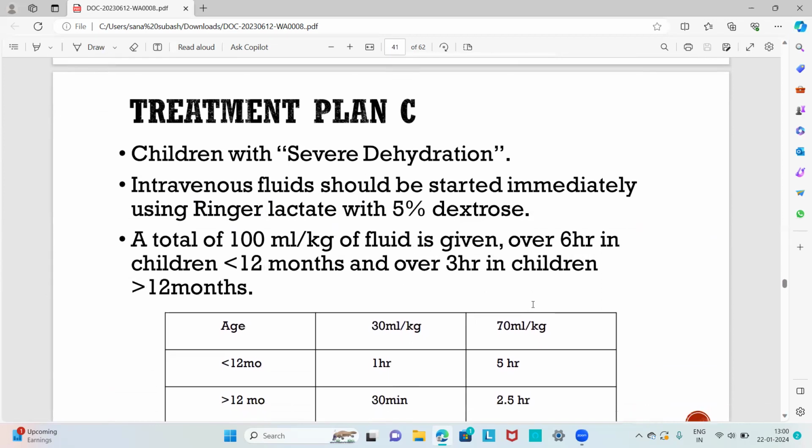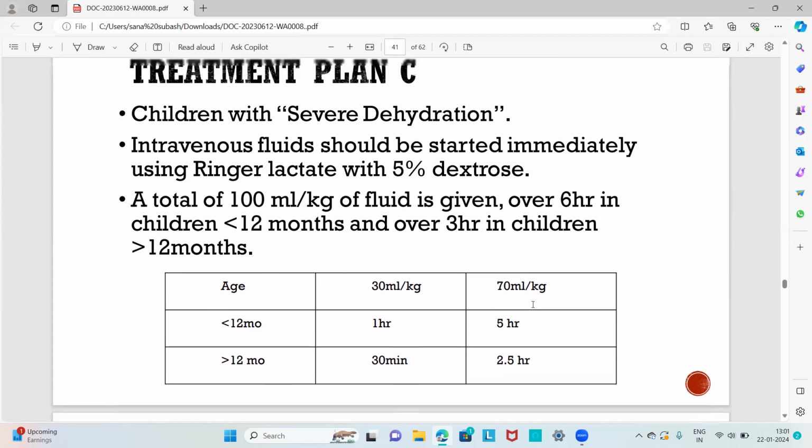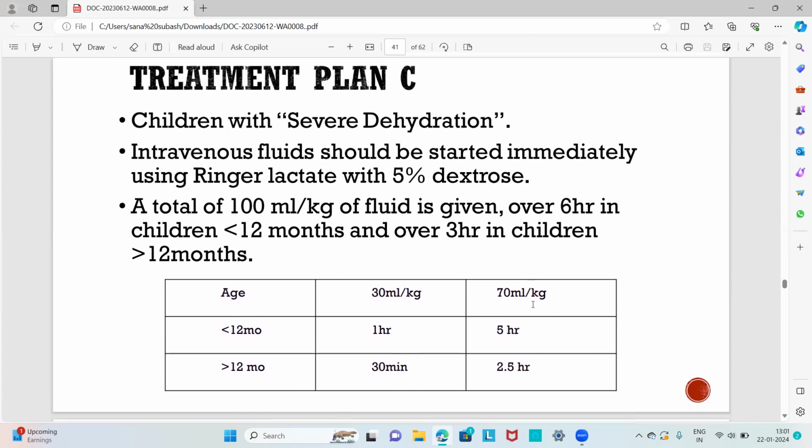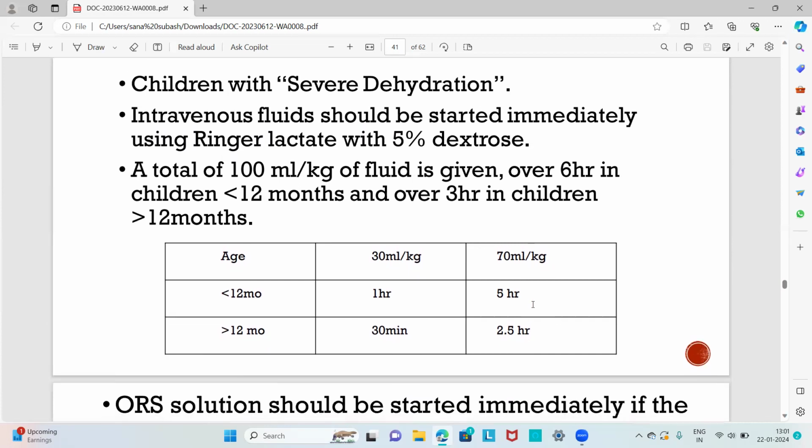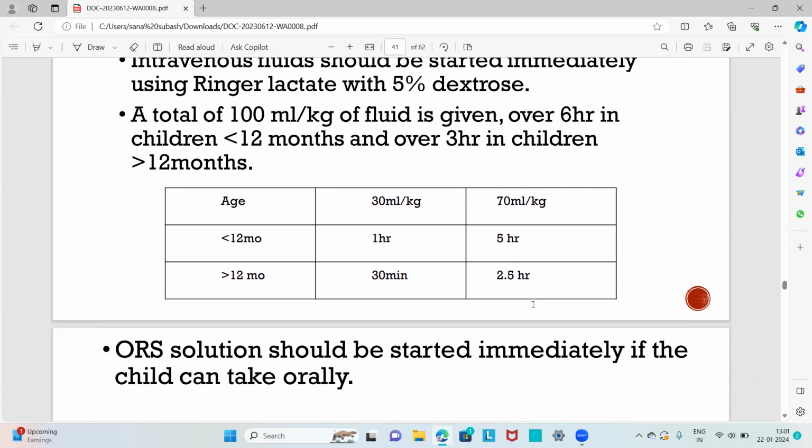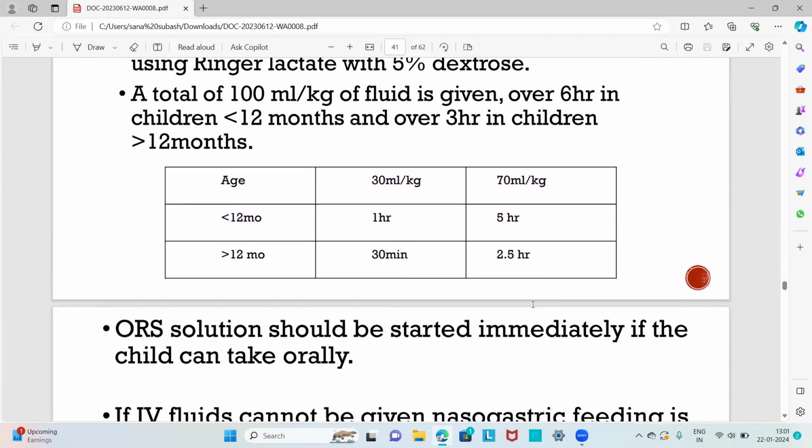Then treatment Plan C is for children with severe dehydration. Intravenous fluid should be started immediately using Ringer lactate with 5% dextrose. A total of 100 ml per kilogram of fluid is given over 6 hours in children less than 12 months and over 3 hours in children greater than 12 months.